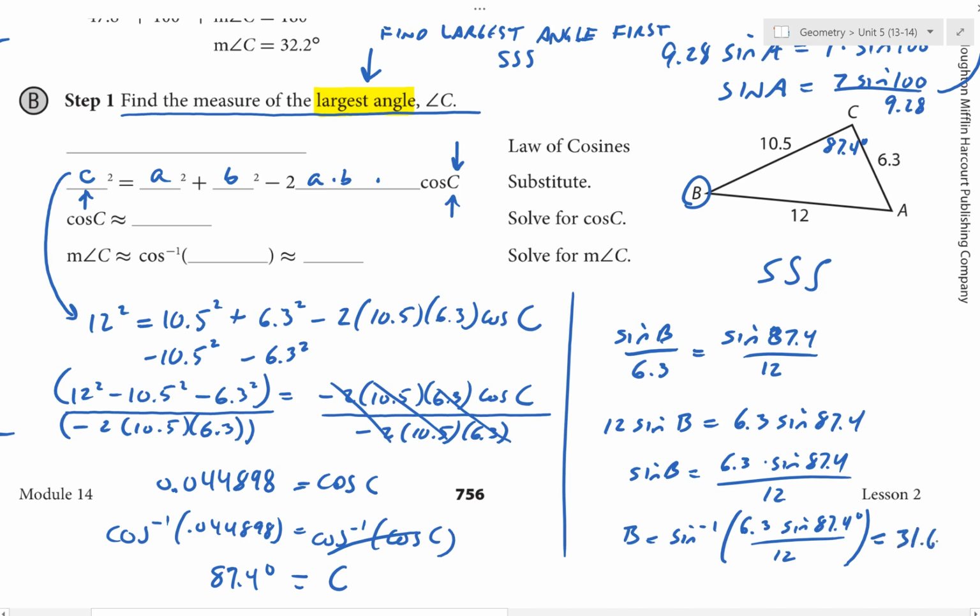So I get 31.6 degrees for angle B. And now I can subtract those from 180. 180 minus 31.6 minus 87.4 is 61 degrees for angle A. Any questions on those? So now we know all three sides and all three angles of that triangle.